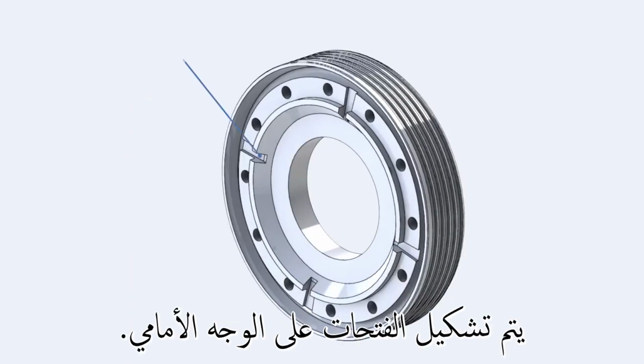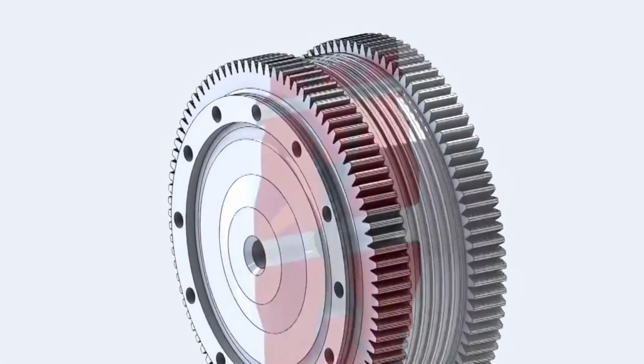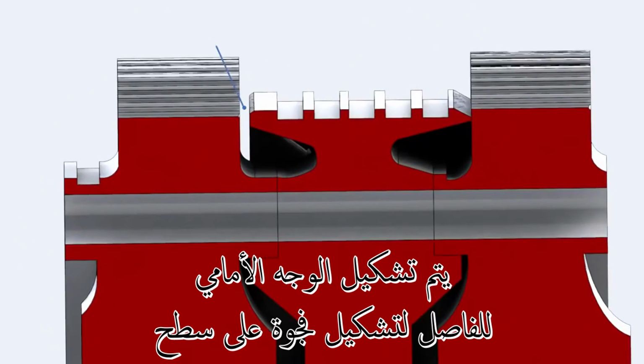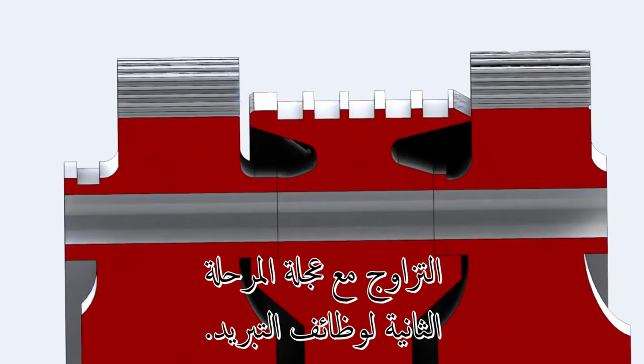Slots are machined on the forward face. The forward face of the spacer is machined to form a gap at the mating surface with the second stage wheel for cooling functions.